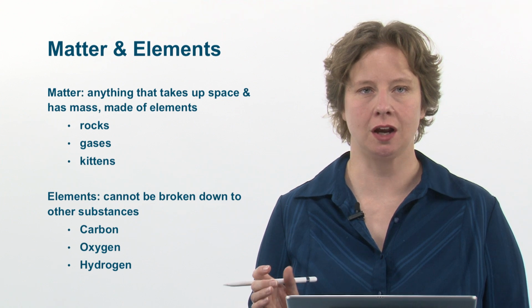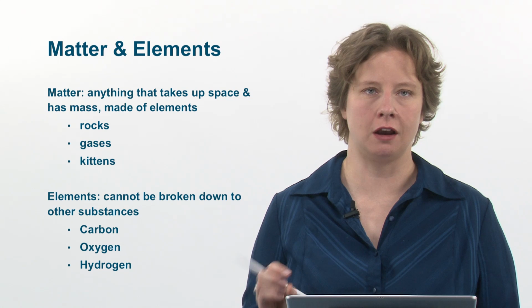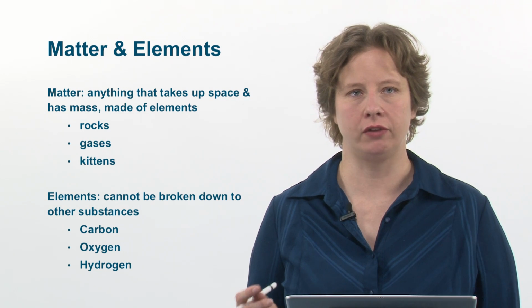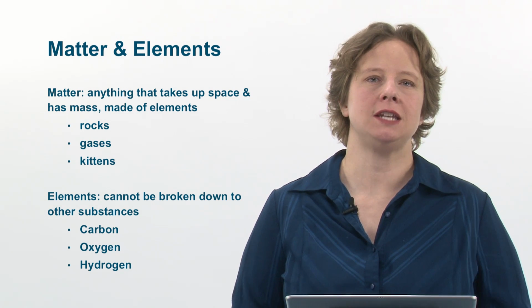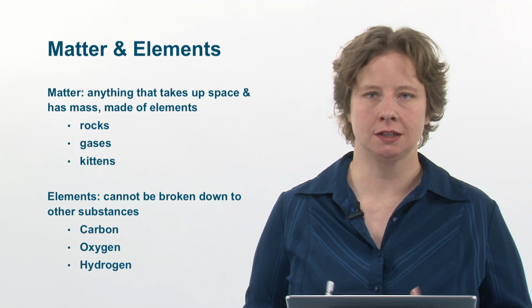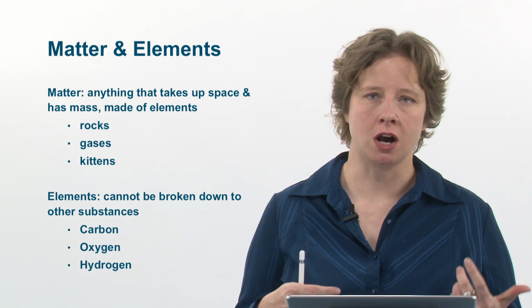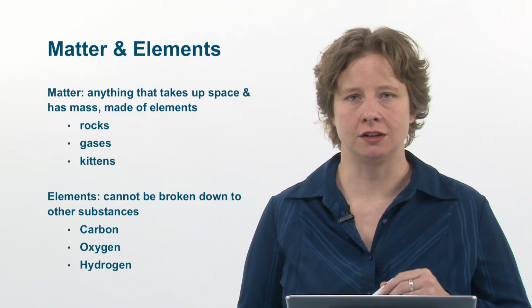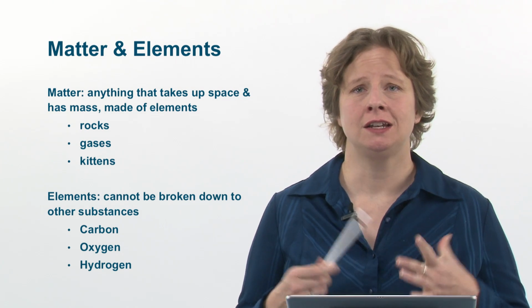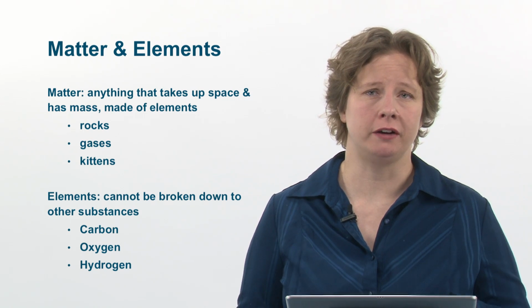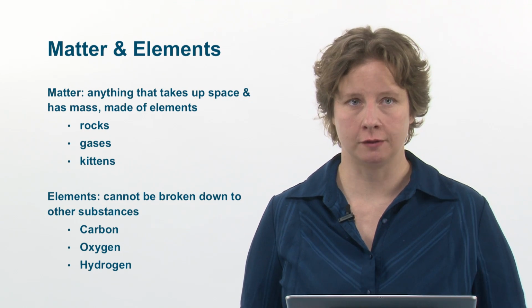In this section, we're going to talk about matter and elements and other chemical aspects of living things. Matter is anything that takes up space and has mass and is made of elements. So matter is basically everything: rocks, gases, my favorite things on the planet, which are kittens, you and me, the shoes that you're wearing, etc. Everything is made of matter.